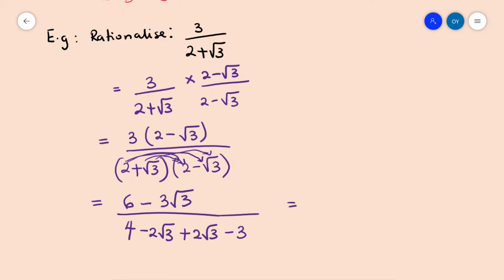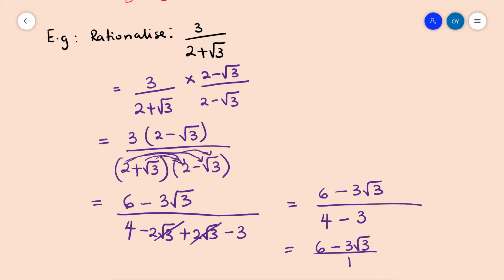So here we have 6 minus 3 root 3 divided by 4, negative 2 root 3 plus 2 root 3 gives you 0. So we have 4 minus 3. So this gives us 6 minus 3 root 3 divided by 1. And this is 6 minus 3 root 3. And that's your final answer.